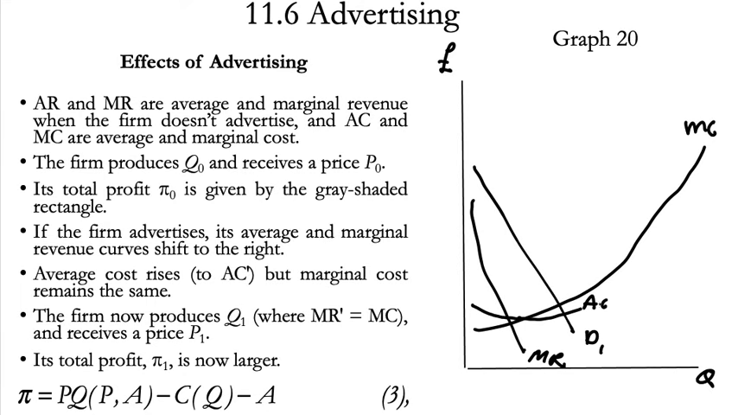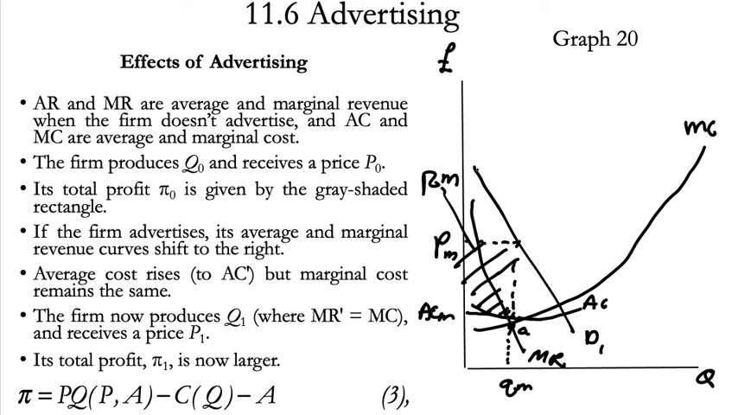Now, MR equal to MC is at this intersection, call it point A. If you drag down the line, then you have QM here. You drag up the line, then you have this price, PM. What's the profit? This is AC at QM, so ACM. So the distance between PM and ACM is profit per unit, isn't it? So this rectangle is actually profit before advertising.